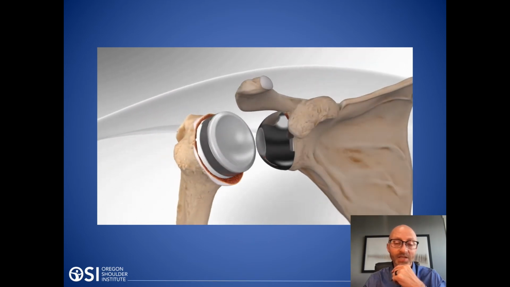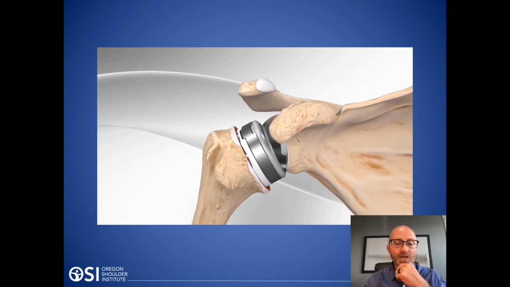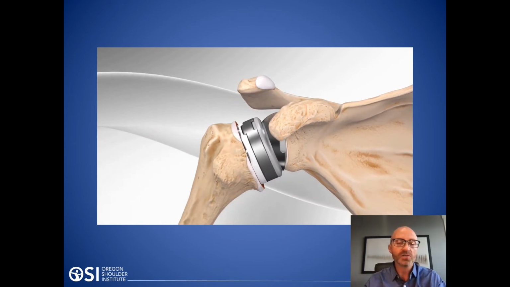There's a plastic liner that goes between, so it's not metal on metal. And we can adjust and fine tune and use spacers if needed. But again, the stability is really restored to the joint in this manner.